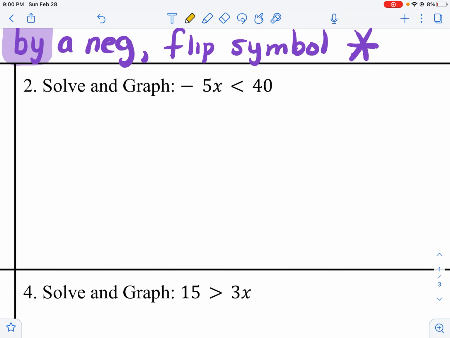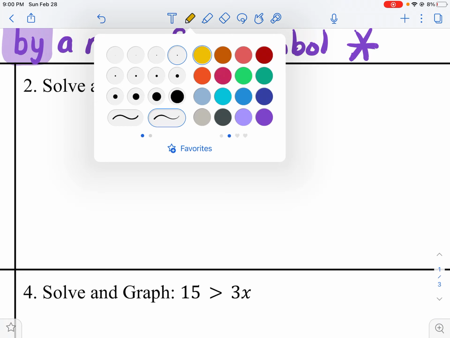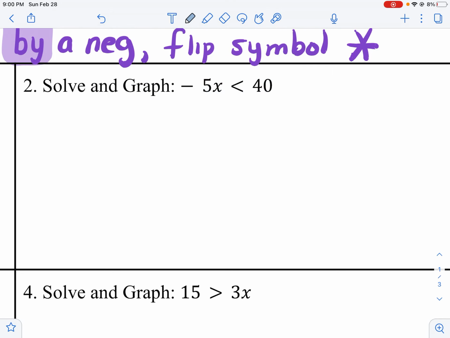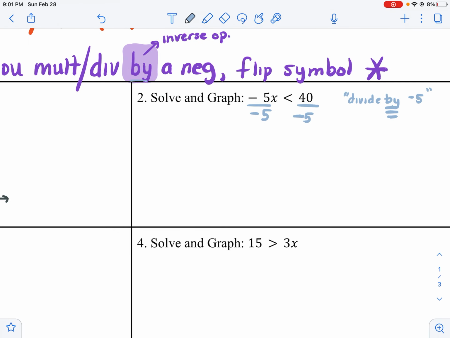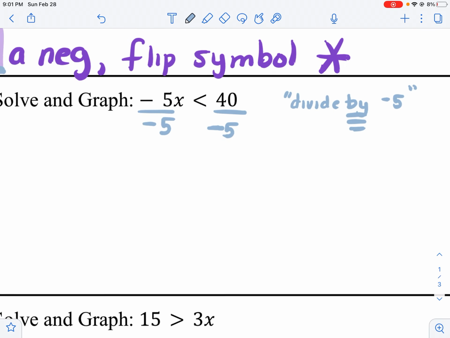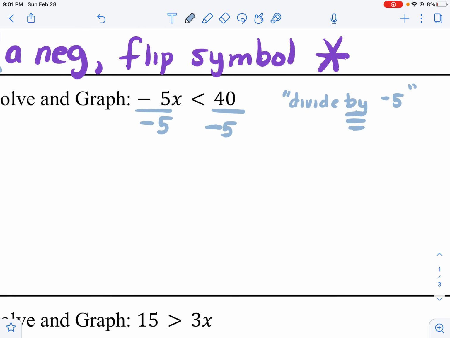On this question, we have negative 5x less than 40. So we're going to follow the same process. Since we have negative 5x, we are going to divide by negative 5. What I said out loud was to divide by negative 5, which is what our rule was when we are dividing by a negative. So our inverse operation is now a negative.